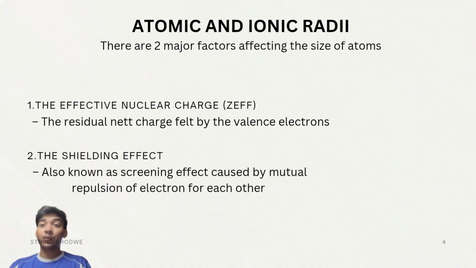So first, we go for atomic and ionic radii. There are two major factors affecting the size of atoms. First, the effective nuclear charge, Zeff value, the residual net charge felt by the valence electrons. Second, the shielding effect, also known as screening effect, caused by mutual repulsion of electrons for each other.